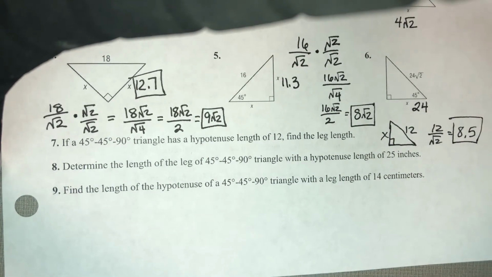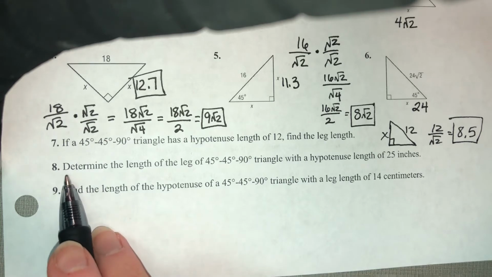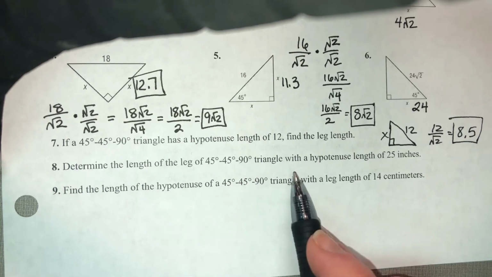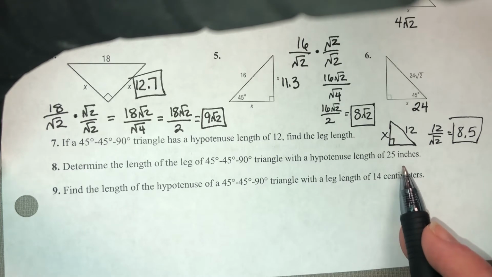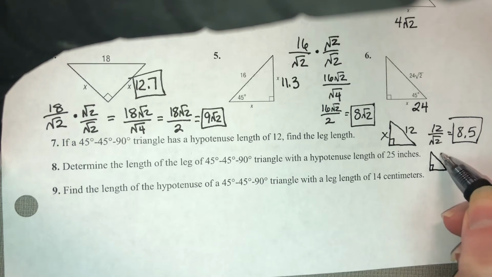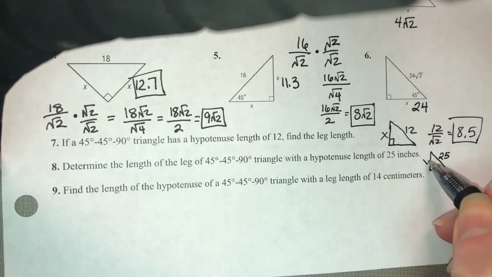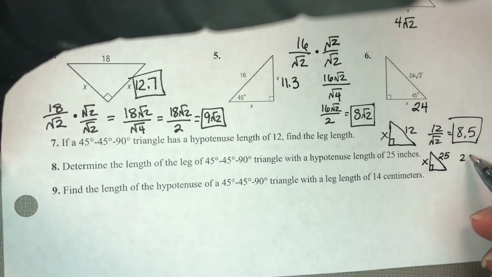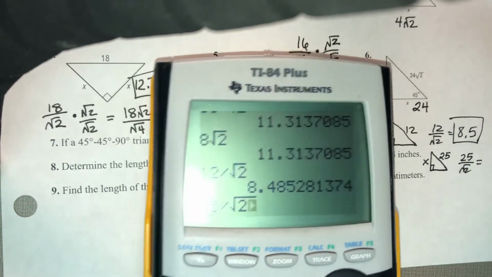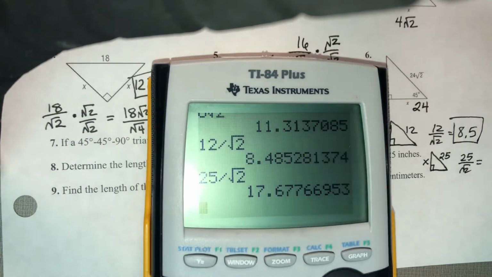All right. Number 8. Determine the length of the leg of a 45-45-90 triangle with a hypotenuse of length 25 inches. So this one is just like the last one I did. 25 is the hypotenuse. We want to know the leg. We go 25 divided by the square root of 2. 25 divided by the square root of 2 is 17.7.